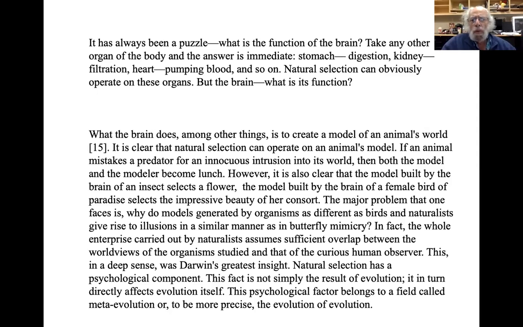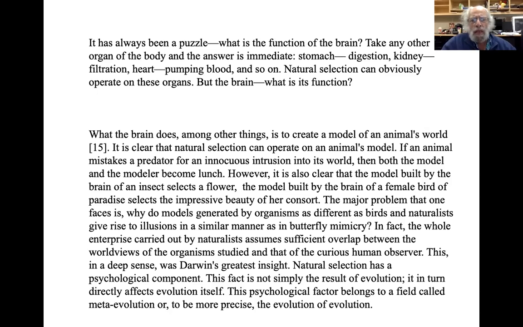The major problem that one faces is, why do models generated by organisms as different as birds and naturalists give rise to illusions in a similar manner, as in butterfly mimicry? In fact, the whole enterprise carried out by naturalists assumes sufficient overlap between the worldviews of the organism studied and that of the curious human observer. This, in a deep sense, was Darwin's greatest insight.